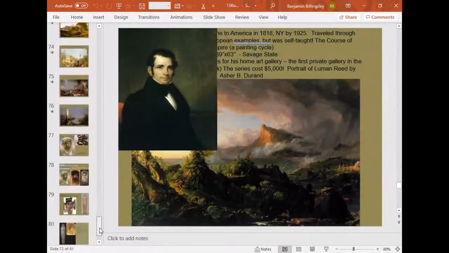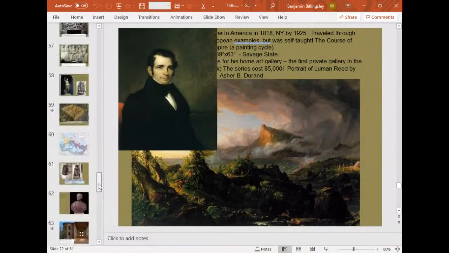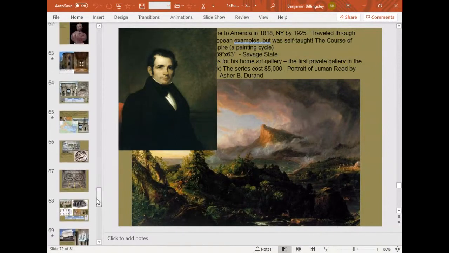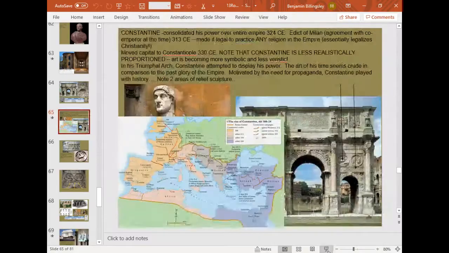I thought I had a better shot of it right there for you. All right, this is going to be our best bet. Bear with me.